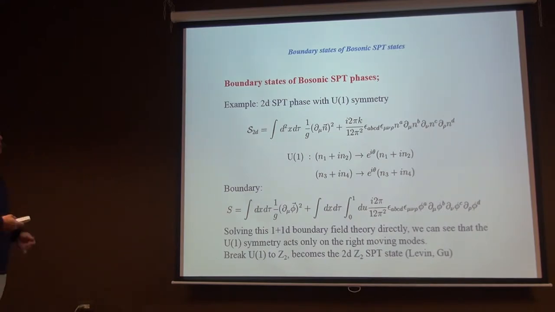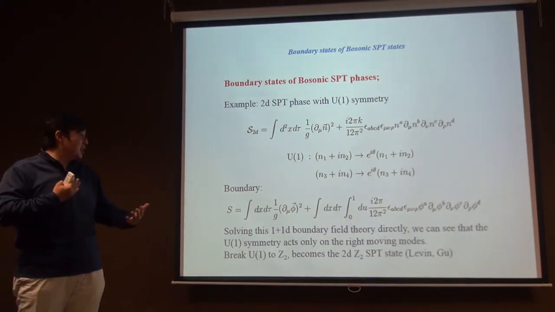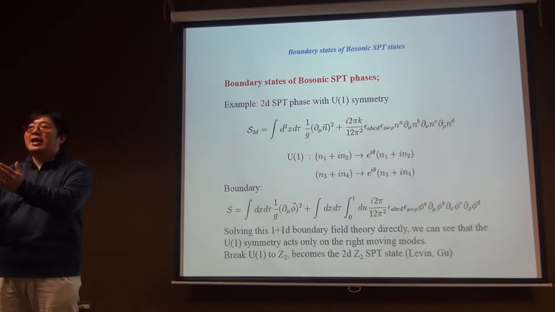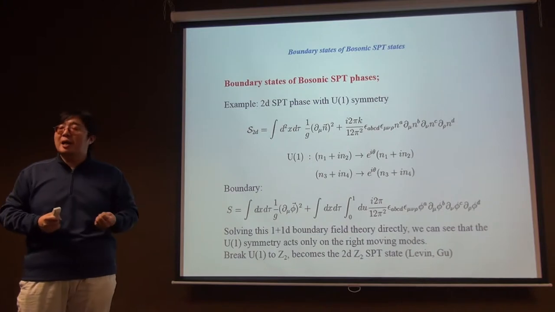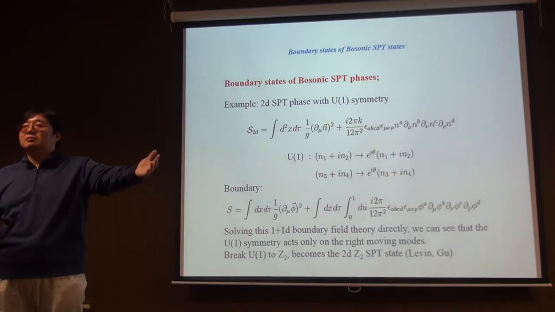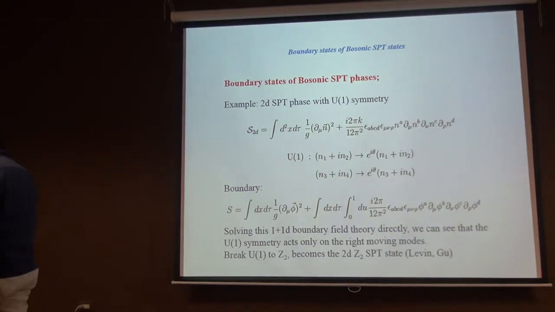And this theory, if I break the U1 down to Z2, becomes a Z2 SPT. And for the Z2 SPT, the same thing happens. The Z2 symmetry only acts on the right moving mode, but does not act on the left moving mode. So there's no backscattering allowed if I preserve the Z2 symmetry. But once I break the symmetry, the backscattering between left and right moving is allowed, then the boundary state will be gapped out by that backscattering.